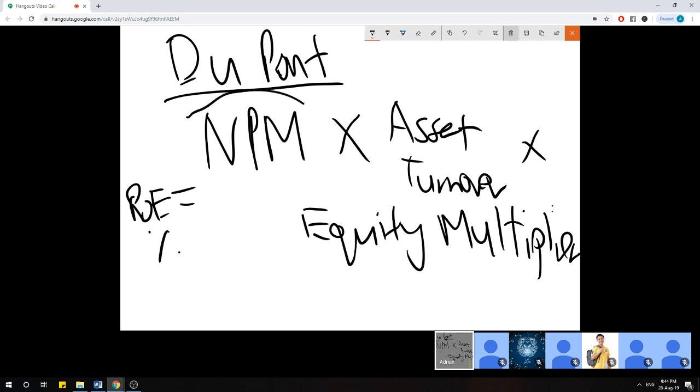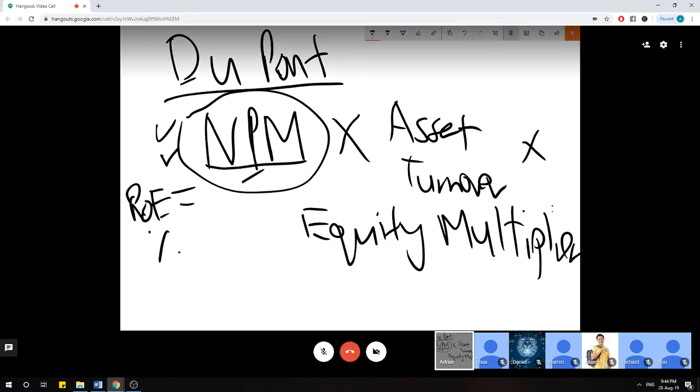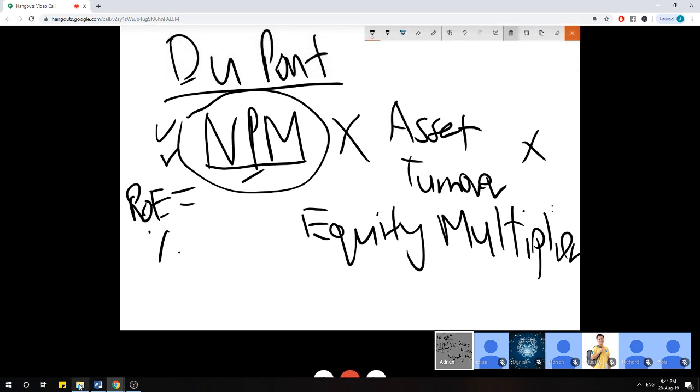The first one is the net profit margin, meaning how well you control your pricing environment, your pricing power toward your business. But margin is only part of the ROE. We still have another two variables in terms of how well you can increase your ROE, or how well the company performs to achieve a better ROE.